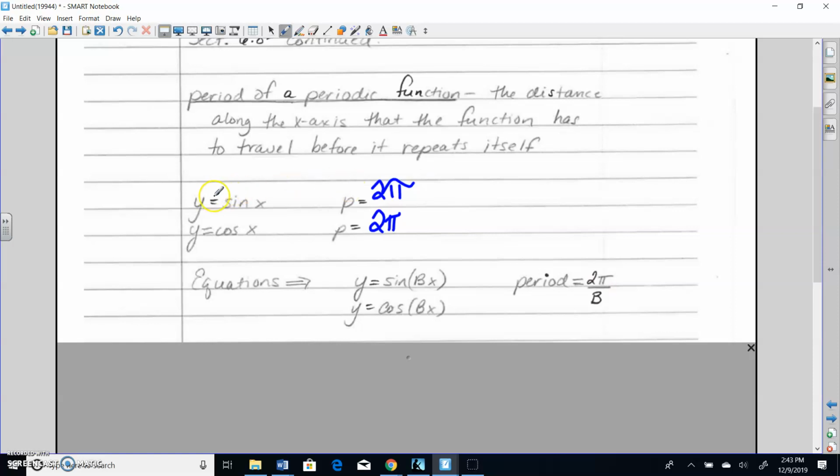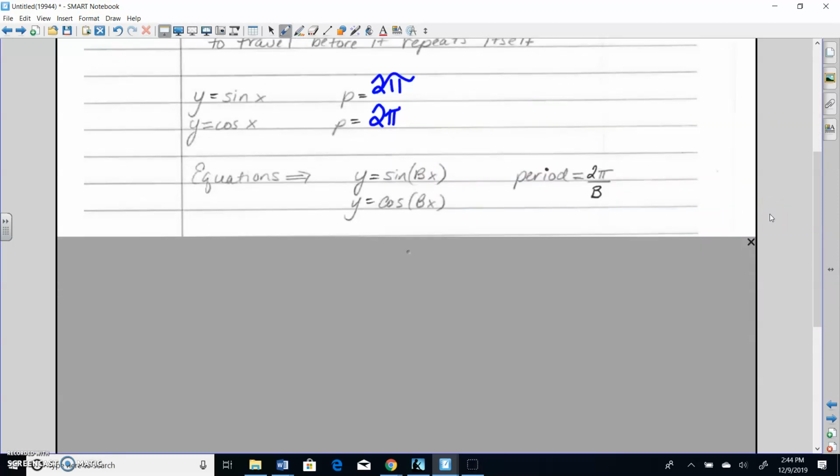So notice in our y equals sine of x, what's the coefficient of x? How many x is that? 1x, right? If it's just written as x, we have 1x. So the coefficient, or b, is 1. 2 pi over 1 is 2 pi. So that's why the period of the base function y equals sine x is 2 pi, because b is 1. Same thing for cosine. This is 1 times x. So b is 1. Plugging that into this formula, 2 pi divided by 1 is 2 pi. That's why the base function of cosine has a period of 2 pi.